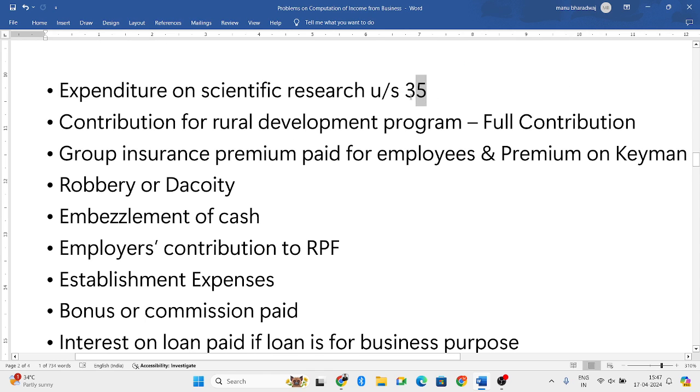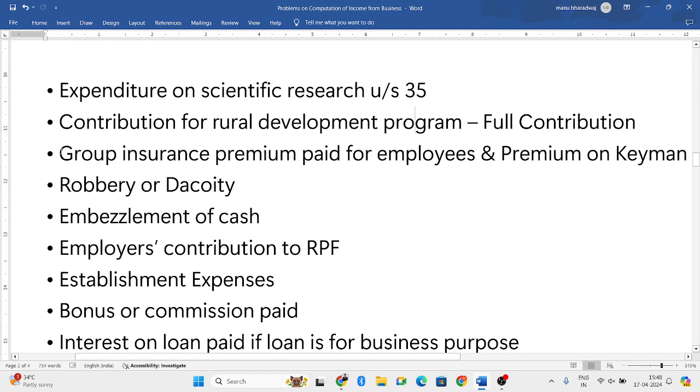Next, expenditure on scientific research. It's also a big topic and comes under section 35. As and when we see the problem, I will explain what that is. Next, contribution for rural development program. This also they usually don't ask, but I'll tell you. If any contribution you have done for the rural development program, whatever the amount you have contributed, the 100% full contribution will be given deduction. So you can take it as admissible expenses.